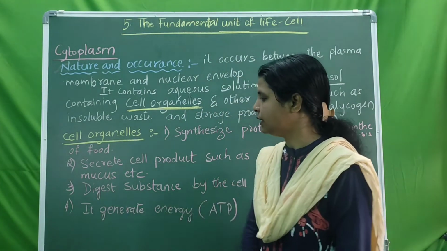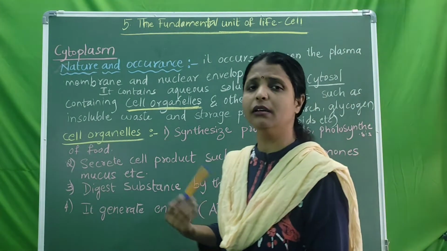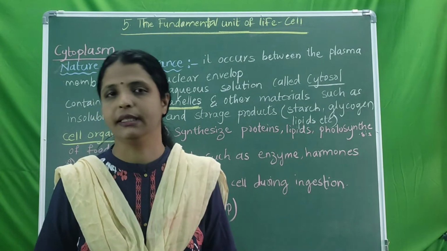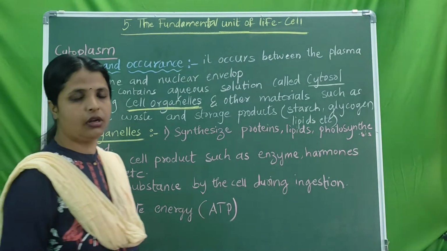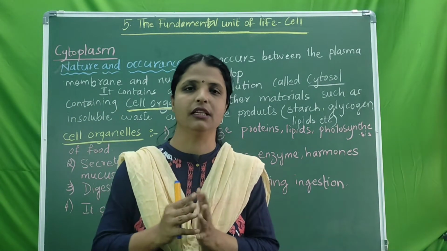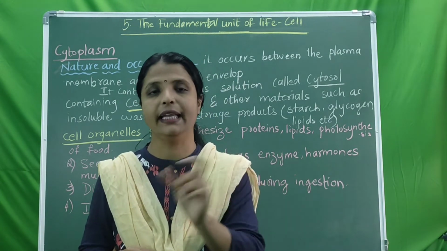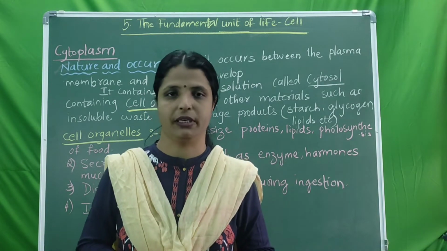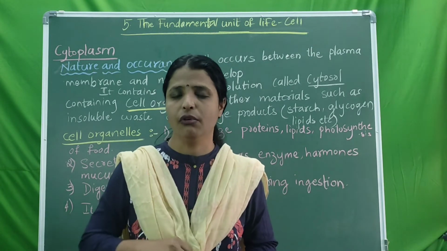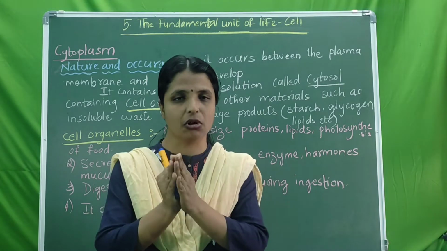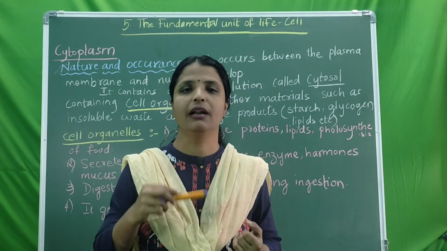Then third, it digests substances taken in by the cell during ingestion. It also helps in the digestion of food once it has been taken in. Then last, it also generates energy. You know very well the cell is a place where energy is produced. And you know how the energy is produced? Energy is produced in the form of ATP, that is adenosine triphosphate. I have already explained what ATP is. Okay. Now we will see what is present in the cell organelles, what they are specifically called, what nicknames are given and what their function is.